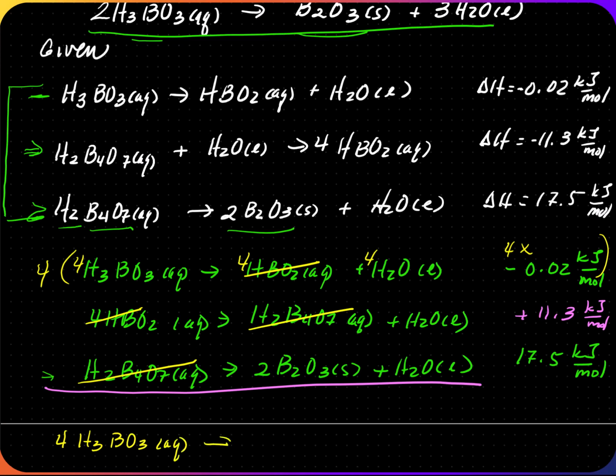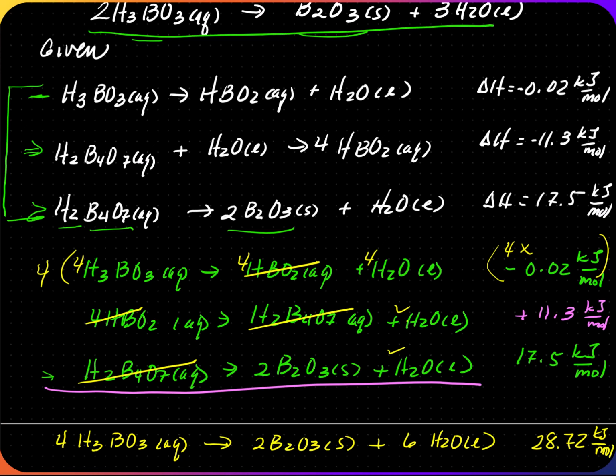4 H3BO3 aqueous yields 2 B2O3 solid plus there's 4, 5, 6 waters, 6 H2O liquid. So after I multiply 4 times negative 0.02 and I add all these numbers up, you should get positive 28.72 kilojoules per mole. But if you notice, the equation doesn't look the same.